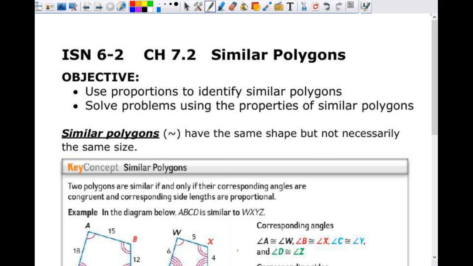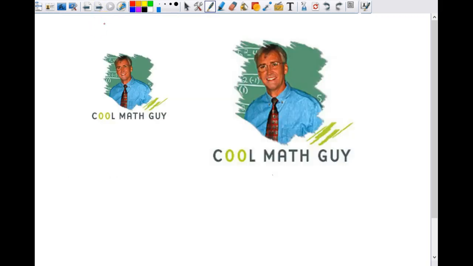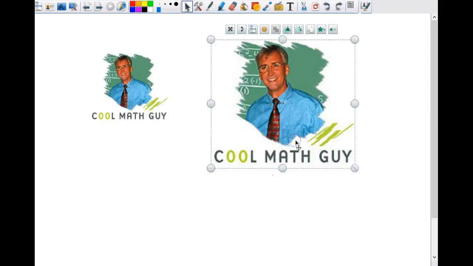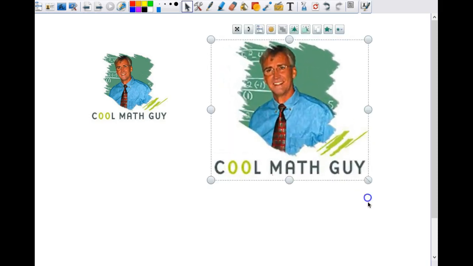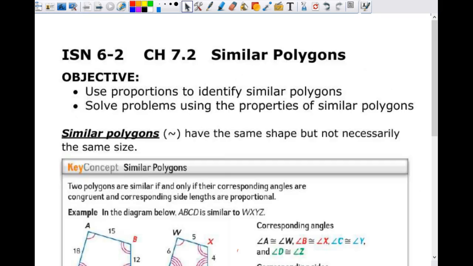Okay. Similar polygons. Similar polygons have this symbol. They have the same shape, but not necessarily the same size. If you guys remember Cool Math Dude, all of these are all similar. This is bigger, this is smaller, but they're all the same shape, all the same picture, just blown up or shrunken down. Okay, that's the symbol for similar.